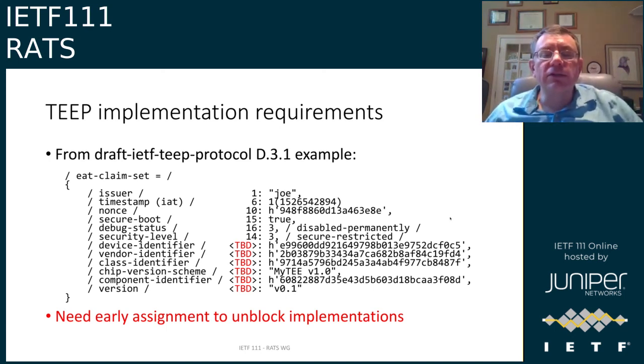And so that leaves 6, being the 5 in yellow plus the one that's in EAT already, which, if I remember right, is chip version scheme, that we need early assignment for because there are implementations right now that need to use those. There might be bugs in the actual example here, because this is a simplified example. In a real example, you might use sub-modules and things in here too. But in the simplified example, just to make it easy to understand, this kind of flattens everything and puts them all in one claim set. And then those TBDs are the ones that are blocking implementation right now.